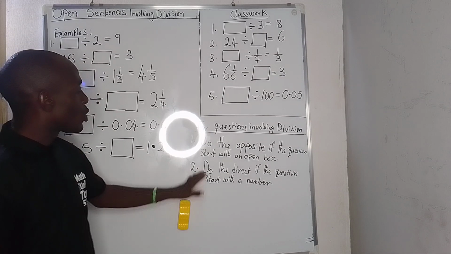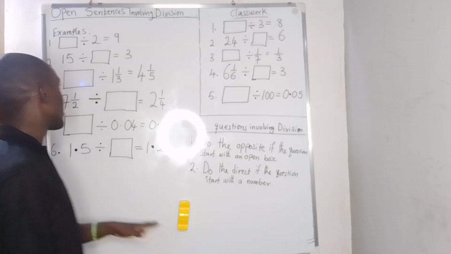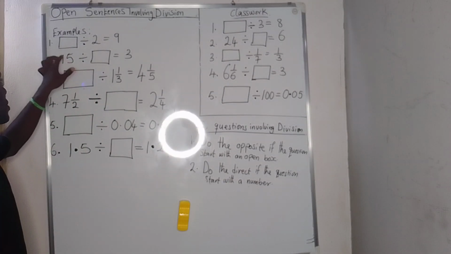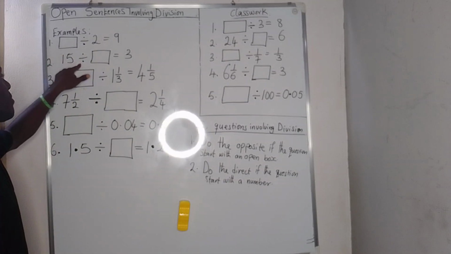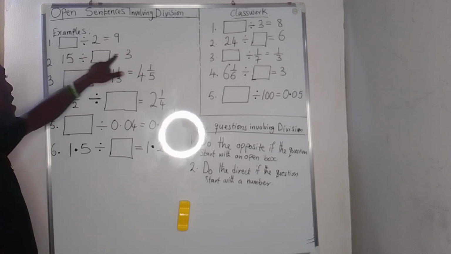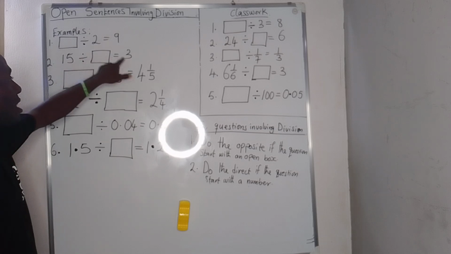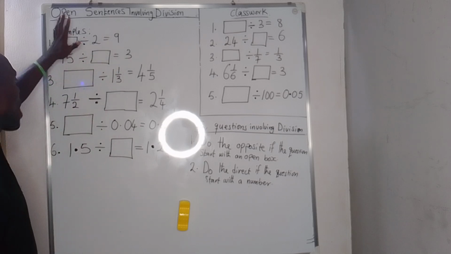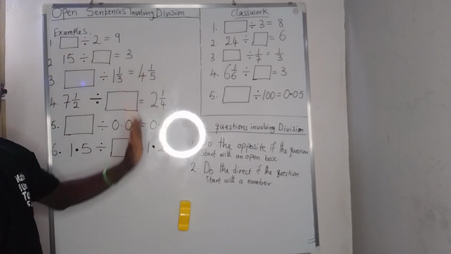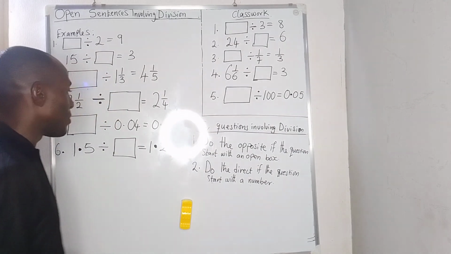The second rule says, do the direct if the question starts with a number. If the question starts with a number, like 15 divided by open box is equal to 3, meaning that 15 divided by 3, that's what it means by doing the direct. So 15 divided by 3, what will you give us? The same rule applies to all questions under division. Okay, let's give it a trial.